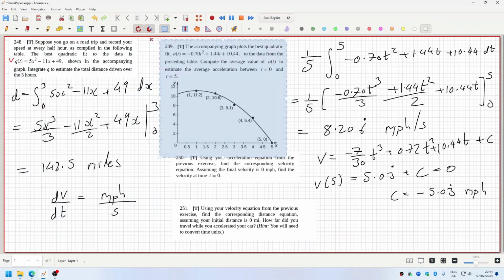Oh, now I just realized something here. I should be careful about the best quadratic fit to the data. Does that go negative? I should have checked that. I'm going to check it now. Should have done that earlier. 5x squared minus 11x plus 49. No, okay, so that's all positive, so that's fine. Right, so I can clear that off here.